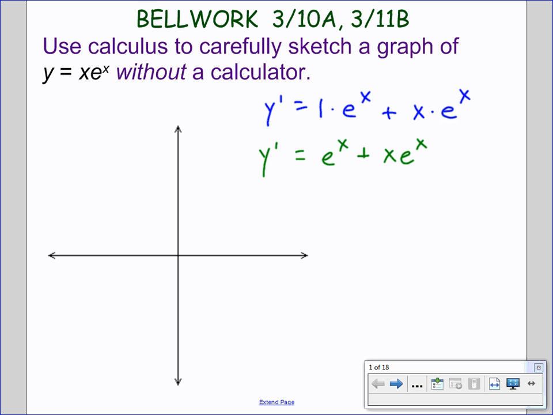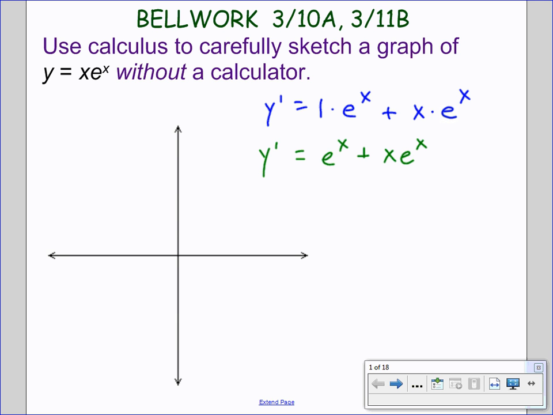Raise your hand if you had that expression for y prime. Great. Are there any values of x for which y prime is undefined? I know those will be critical values and possible turning points on my original function's graph. No, e to the x is defined for all reals, and x is defined for all reals, so it makes sense that their product would be defined for all reals as well, even if I don't know what it looks like. Okay, so I'm pretty good with my domain.